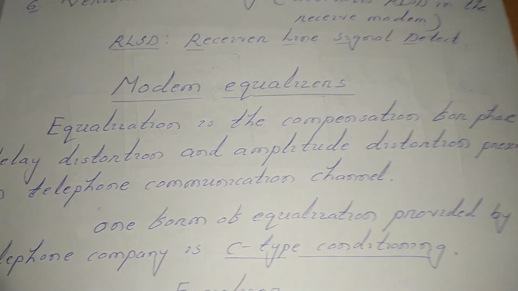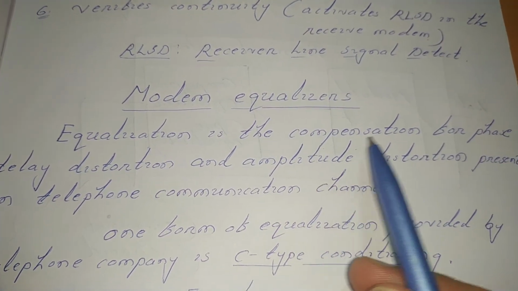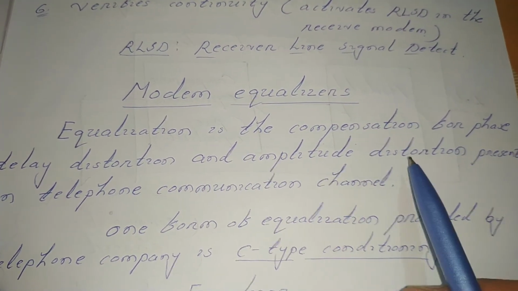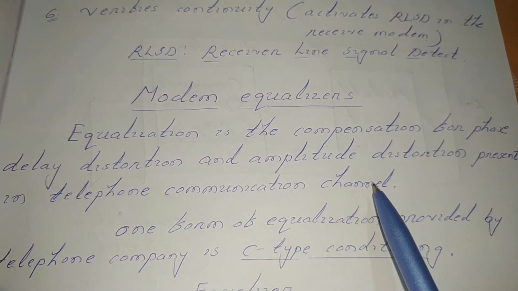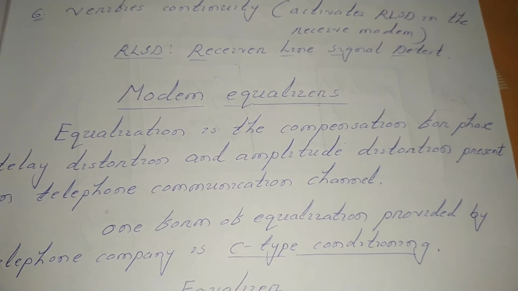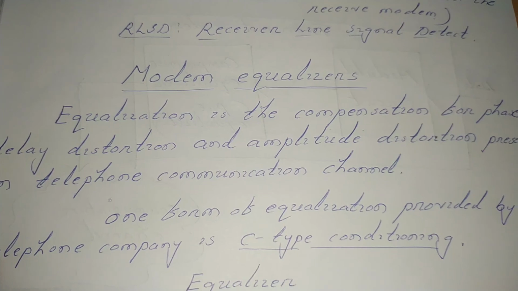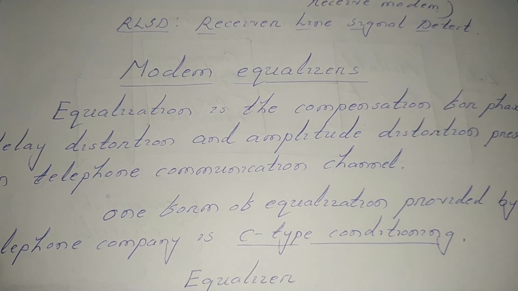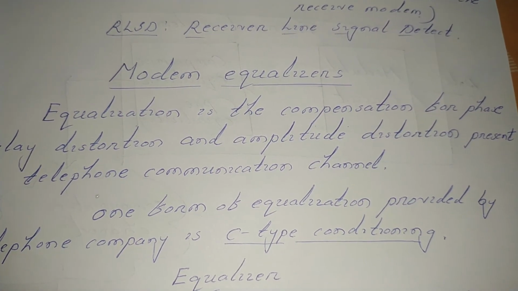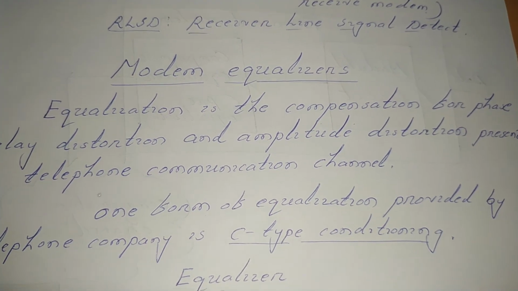Distortion means change in the size and shape of the signal. So equalization is for the compensation of that. For phase delay distortion and amplitude distortion present in the telephone communication channel, that can be compensated or equalized. That means whatever signal is transmitted, if any type of change occurs in terms of phase or amplitude distortion, that should be equalized again to get the original signal.